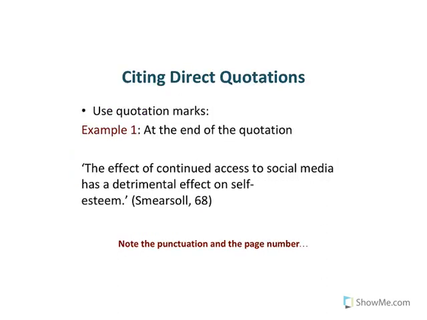Okay, if you are citing a direct quotation, so this is where you are speaking word for word what you have found in your text, you can put the citation at the end of your quotation. Note you still need to use your quotation marks, and then within your brackets you'll put the last name of your author and then the page number within the brackets.